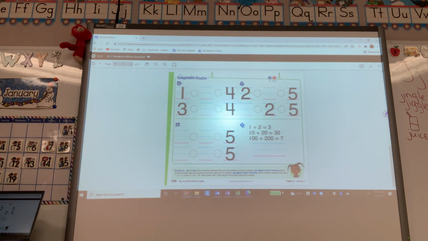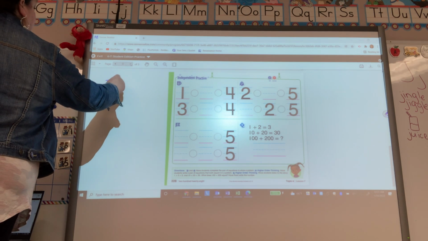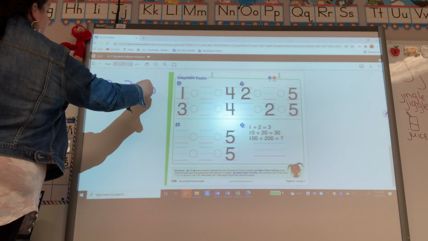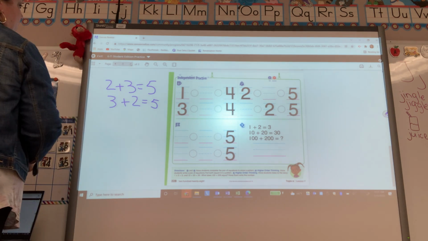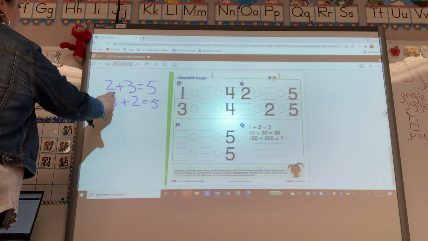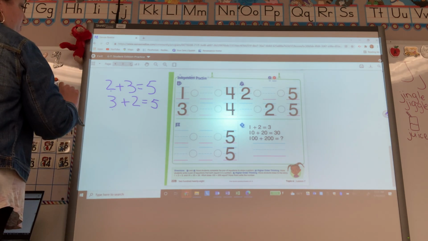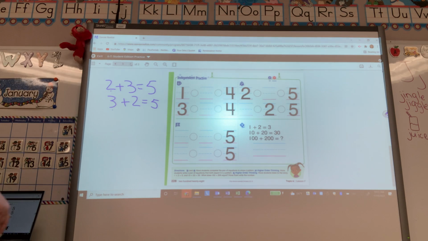All right, for these, I dropped my pen. For these, you're going to complete the equations to show a pattern. So we know that we saw in the video 2 plus 3 equals 5, and then 3 plus 2 equals 5. Remember, we saw that two numbers added to each other will always equal the same number no matter their order. So we just switched the 2 and the 3. All right?